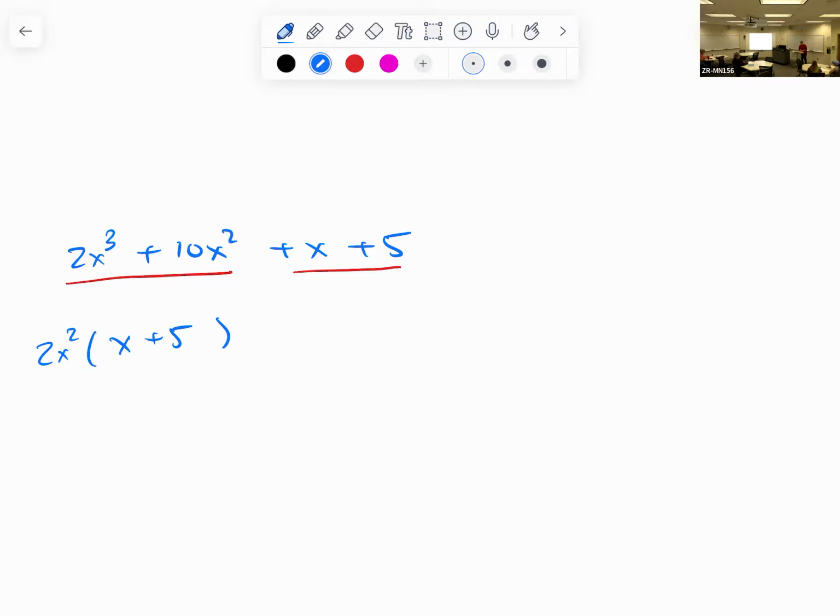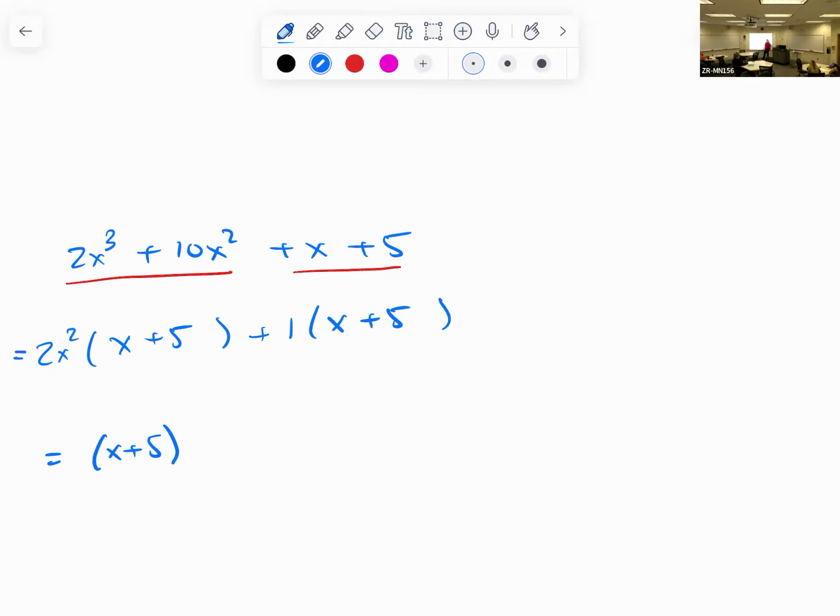What about the second 2 terms? What do I need to pull out? 1, super important, all right? We pull out 1 as our placeholder, and notice I'm writing it as the placeholder. When I pull x plus 5 completely out, all I have to do is cover up those x plus 5s, and what remains? 2x squared plus 1.